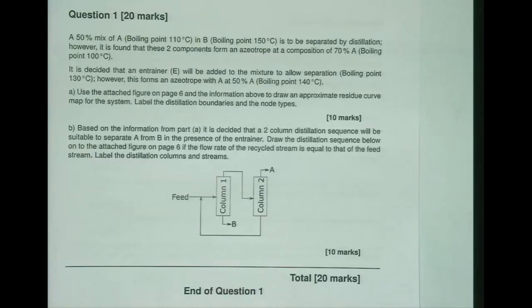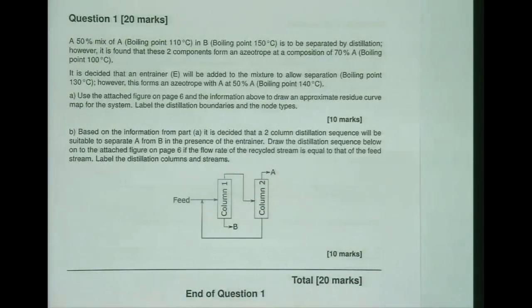So rather unsurprisingly, the topic that won out in terms of what you wanted to see most was azeotropic distillation, both plotting approximate residue curves and also then designing azeotropic distillation systems. So we've got our first question. It tells us that we've got a feed that's 50% A and 50% B, and that we want to separate it by distillation. Unfortunately, as is the way with all of these things, we've got an azeotrope that forms at 70% A, so it makes using simple distillation impossible.